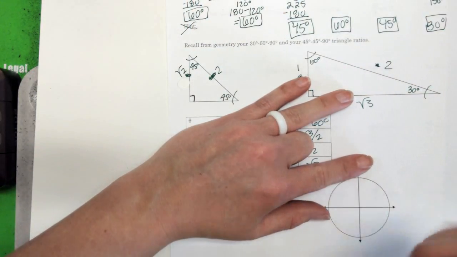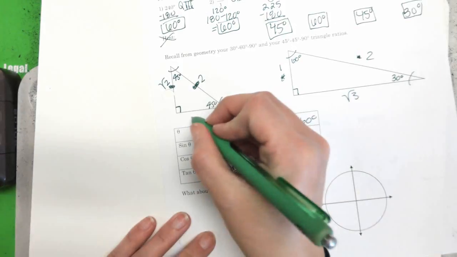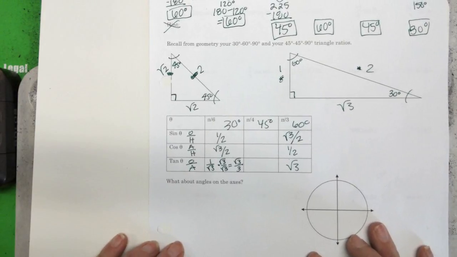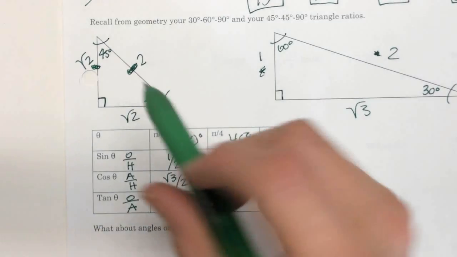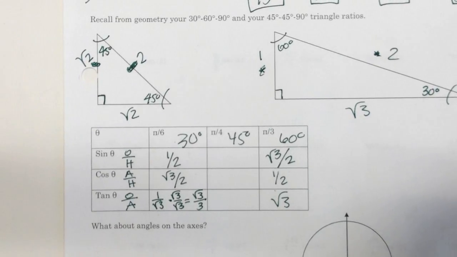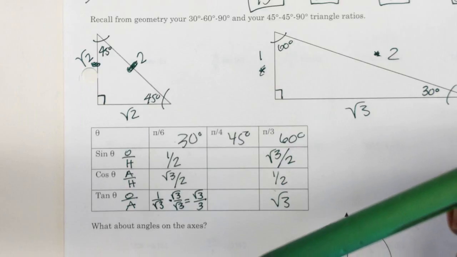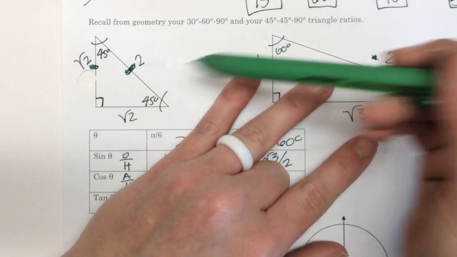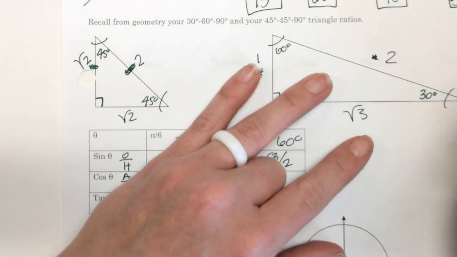For sine, wouldn't it be the same thing? Square root of 2 over what? 2. Very good. Let me zoom in, this will always be the values for 45-45-90: square root of 2, square root of 2, and 2. The hypotenuse will always be 2 for both 45-45-90 and 30-60-90.